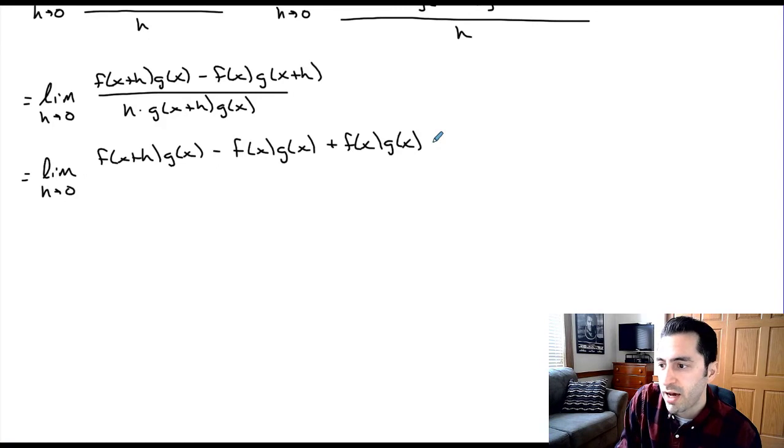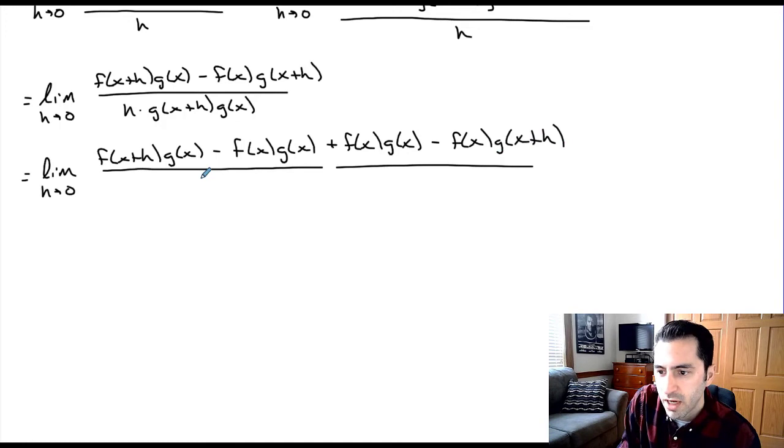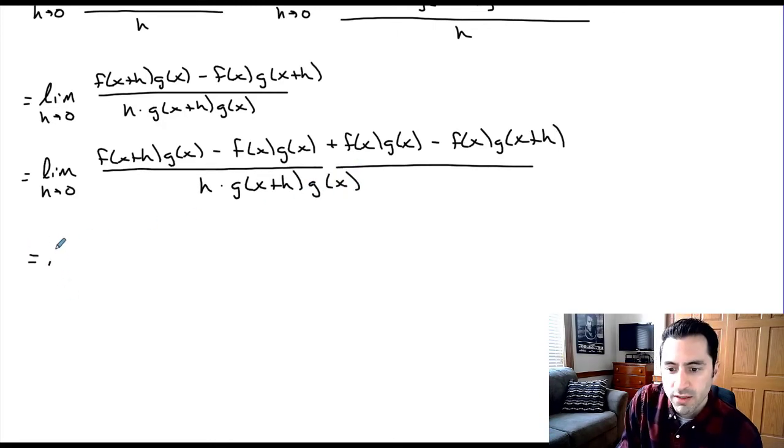So we subtract it, we add it, and then we still have the minus f of x times g of x plus h. And this is all over our denominator that we have, h times g of x plus h and g of x. All right, the next step, after adding and subtracting those two terms, now we can do a little bit of factoring.